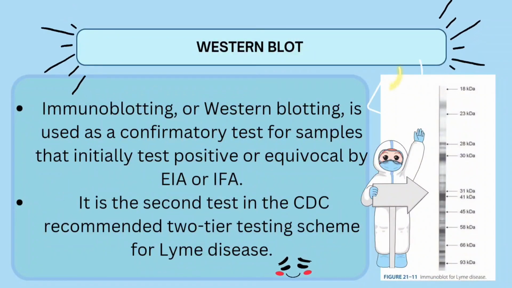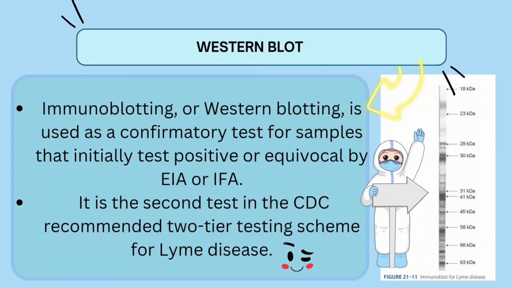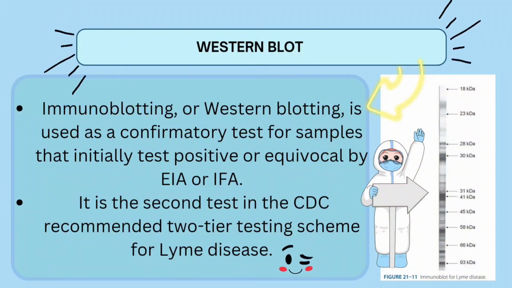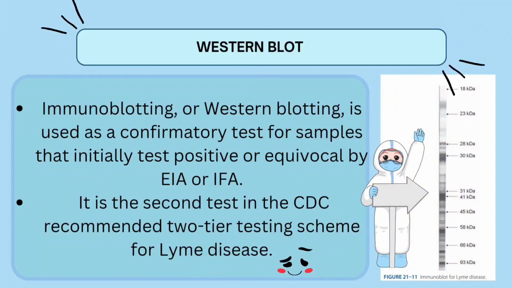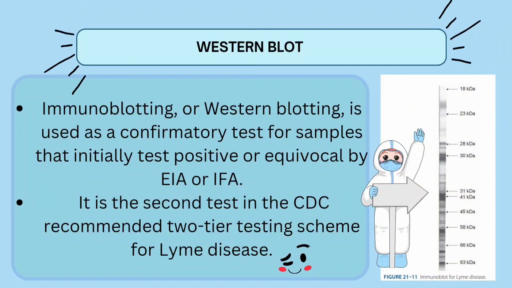So, immunoblotting, also known as Western blotting, is a confirmatory test for samples that initially tested positive or equivocal by enzyme immunoassay or immunofluorescence assay. If the patient has had symptoms for more than 4 weeks, they are not advised to be tested for IgM antibodies. Instead, a positive result of the IgG immunoblot indicates serological evidence of Lyme disease.